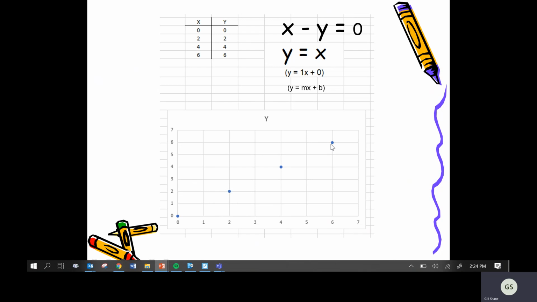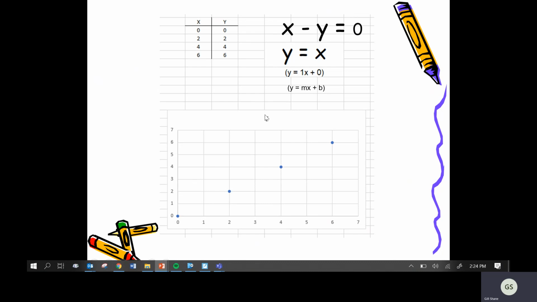So I've just plotted those 4 points, and you can kind of see these 4 points on the graph. Now we could come up with more values. We could come up with more values for x and y. We could keep coming up with an infinite number of values for x and y. The key is the end result from x subtract y has got to be 0.